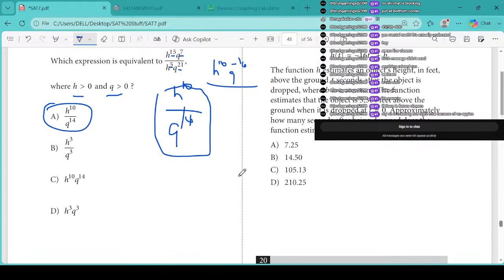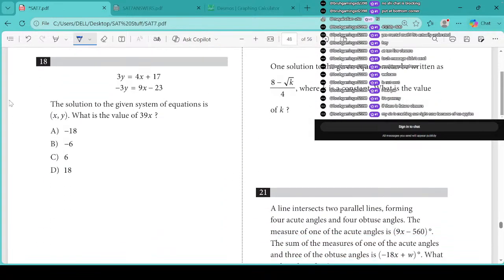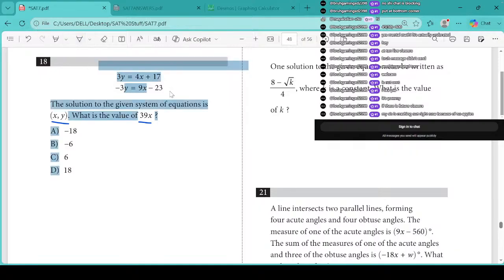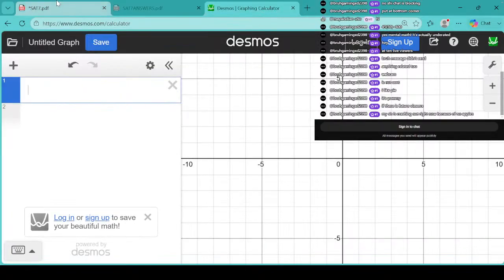So let's move on to question 18. You want a solution to the system of equations, and you want the value of 39x basically. Well, for a system of equations, a neat way you can do that is just type it into Desmos and see where they intersect, and then you'll find the solution. So let's do that real quick.